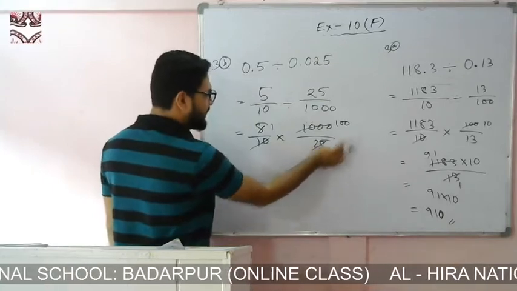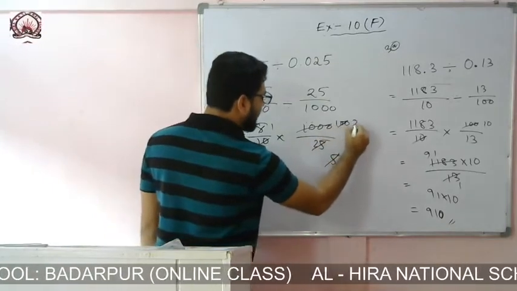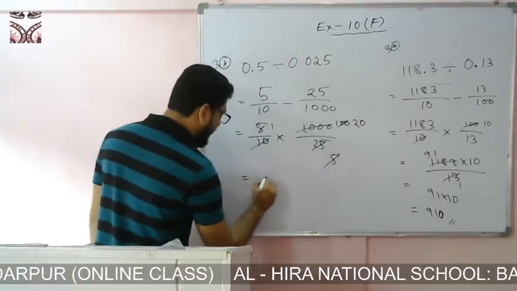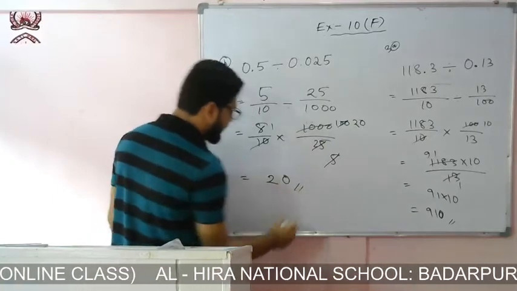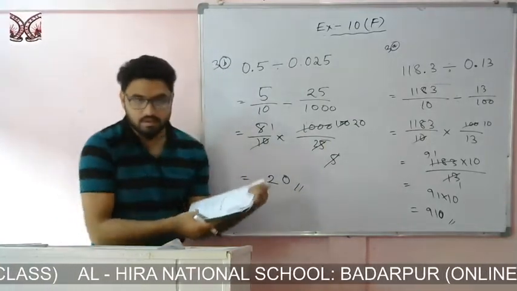Now you see 5 ones are 5, 5 fives are 25. Now you cancel 5 with 100, 5 20s are 100. Then you are getting only 20. That is the answer. Okay.